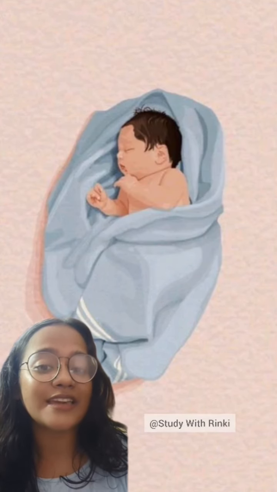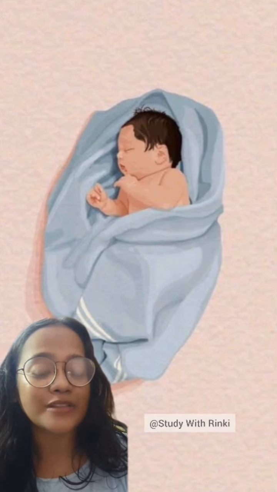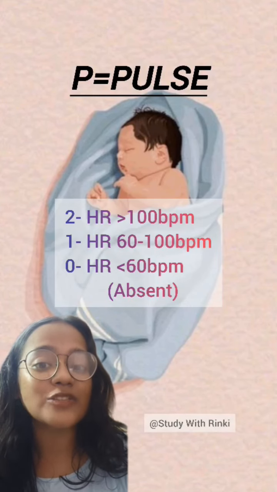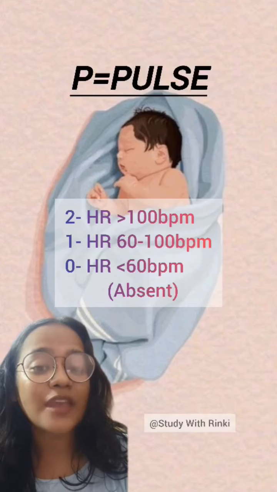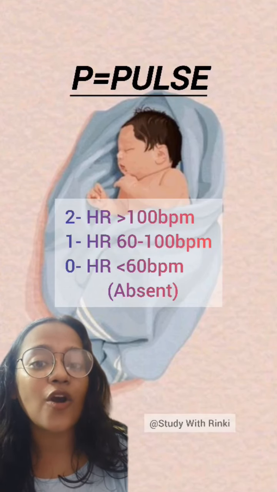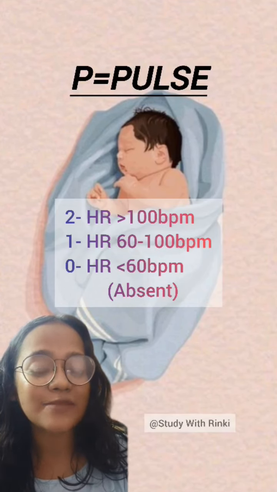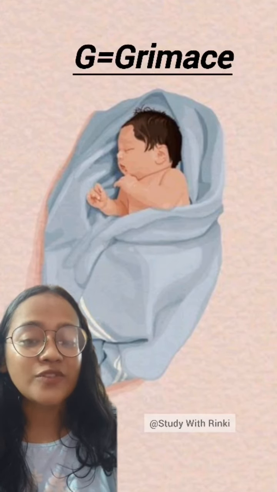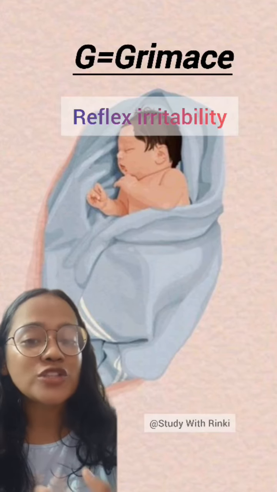The next criteria is pulse. If the heart rate is more than 100 beats per minute, we give the score 2. If the pulse rate lies between 60 to 100 beats per minute, the score is given as 1. If there is no heart rate or the heart rate is less than 60 beats per minute, then the score is given as 0.